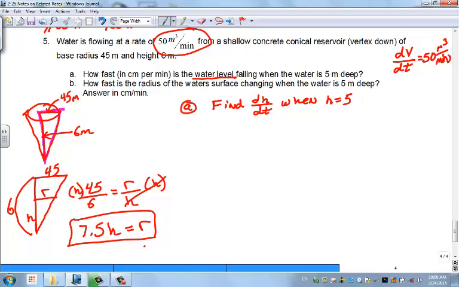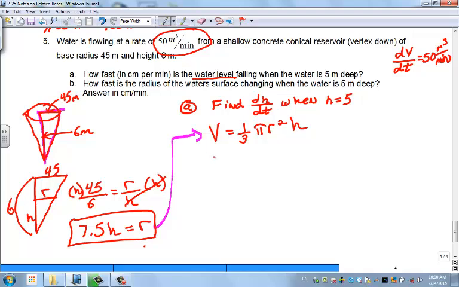Alright, so let's go ahead and use our volume formula. V equals 1/3 pi r squared h. That's the volume of a cone. Now, we don't want r's in our problem. We don't want two variables. We don't want to have to do a product rule. So what we're going to do is plug in. We know that r equals 7.5h. We would prefer to just have one variable on either side.